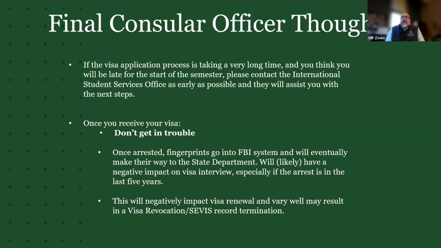So once you receive your visa, a couple things that go without saying, and you enter the United States, don't get into trouble. Once arrested, fingerprints go into the FBI system and will eventually make their way to the State Department. It will likely have a negative impact on future visa interviews, especially if the arrest is within the last 5 years. It will also negatively impact visa renewal and very well may result in a visa revocation or even a SEVIS record termination. So you don't want to get into trouble while you're here in the United States.